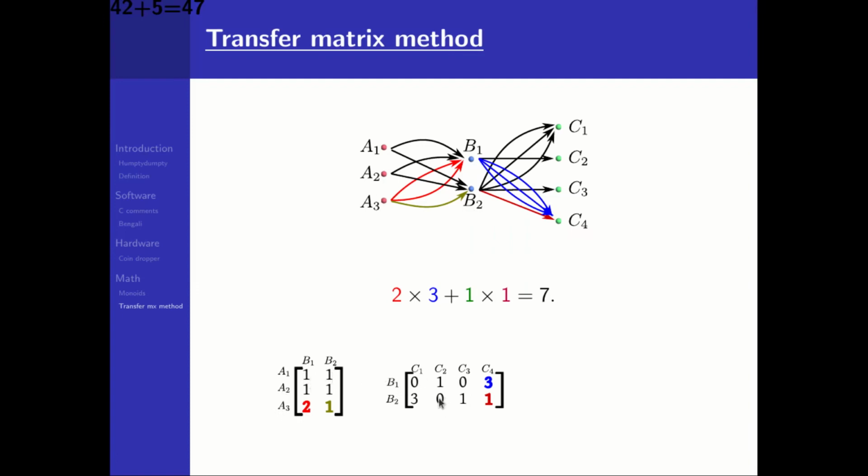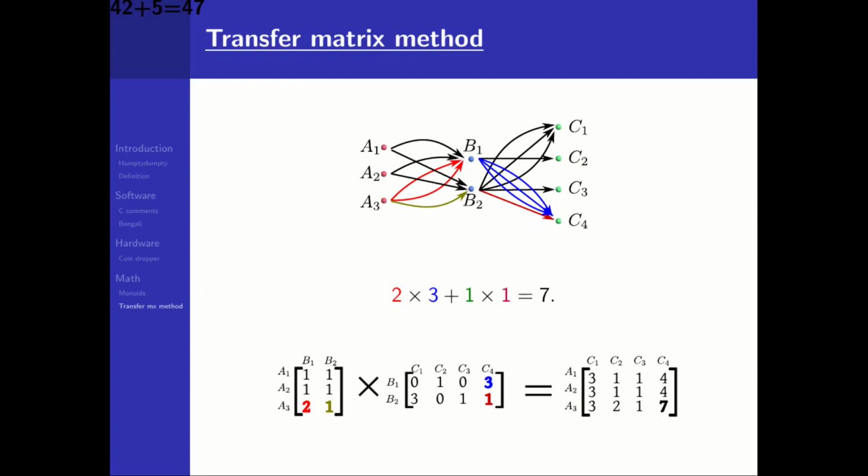Similarly for this, and what we are actually doing is we are basically multiplying these two matrices. And this 7 is exactly what we obtained earlier, and this computation is essentially what we are doing when we are computing this 7. So I can reduce this combinatorial problem to a matrix multiplication problem.